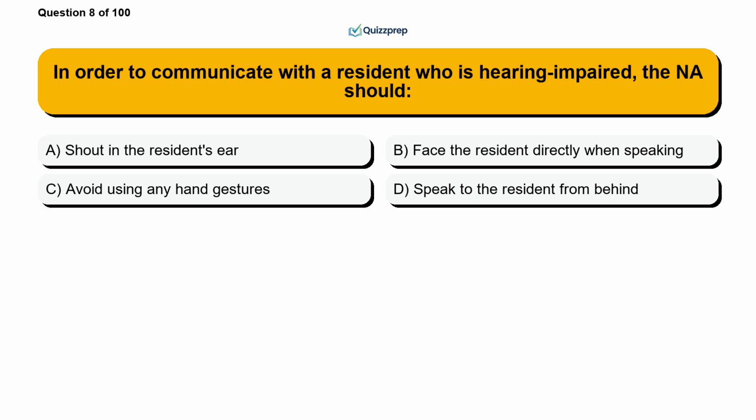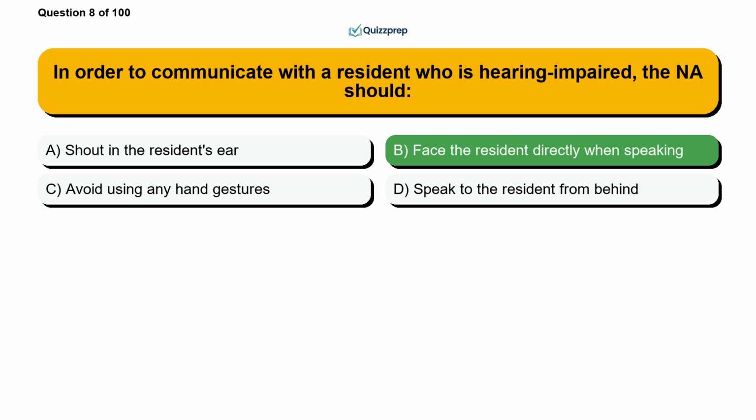Question 8. In order to communicate with a resident who is hearing impaired, the CNA should: Option A. Shout in the resident's ear. Option B. Face the resident directly when speaking. Option C. Avoid using any hand gestures. Option D. Speak to the resident from behind. The correct answer is option B. Face the resident directly when speaking.